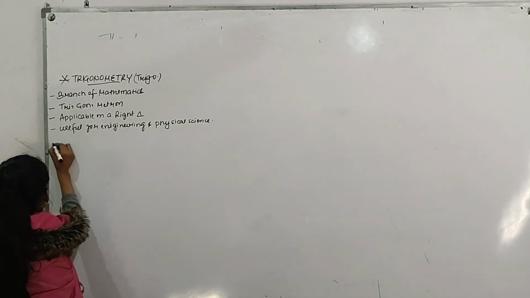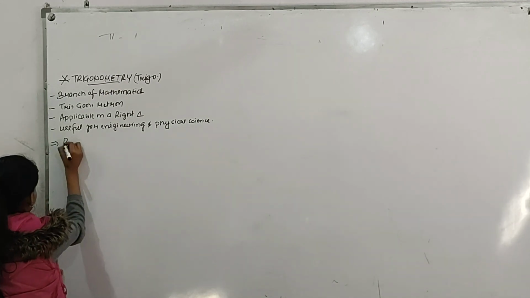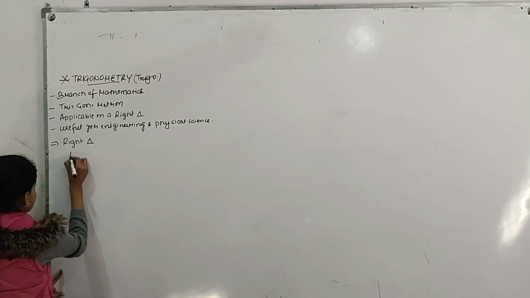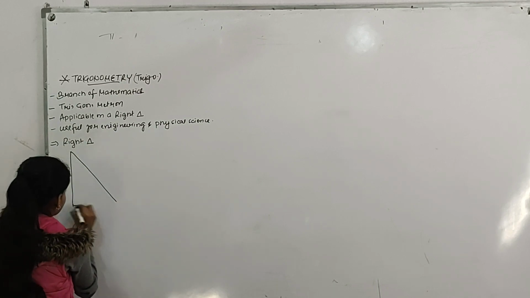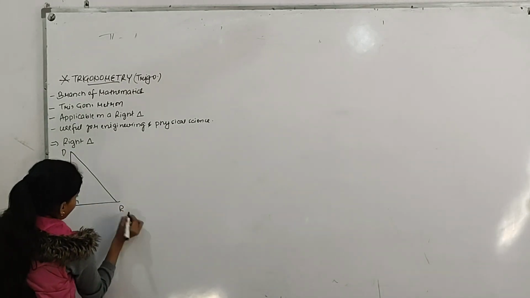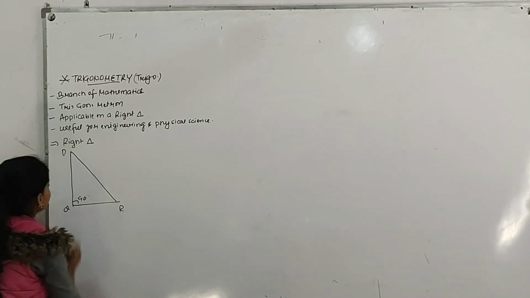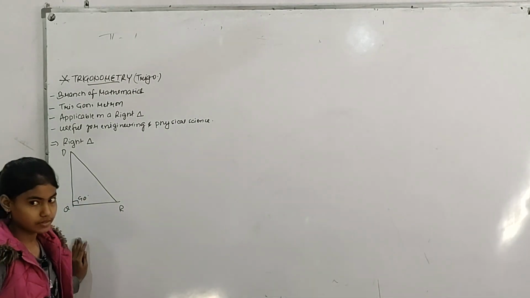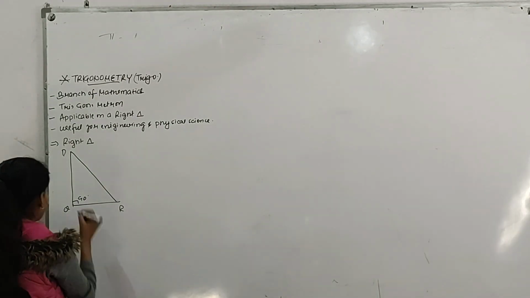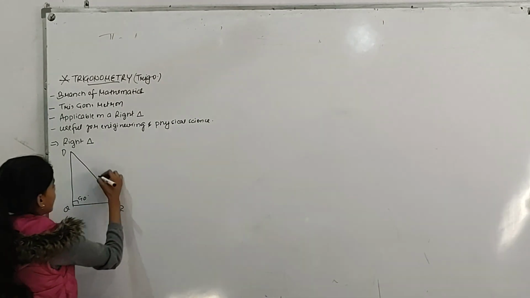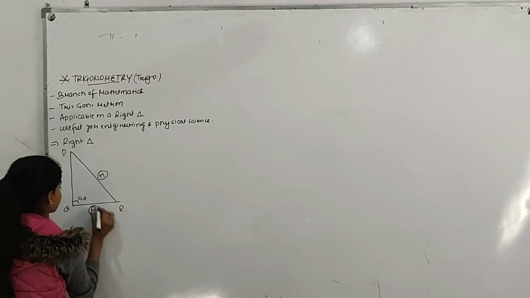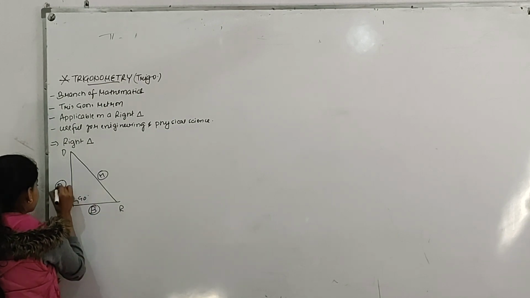Now next we have a right triangle. Firstly, let's draw a right angle triangle. Let's call this PQR, and the 90 degree angle is at angle Q. A right angle triangle is a triangle in which one of its angles is 90. Also, the sides of a right triangle have specific names: the side opposite to 90 is the hypotenuse, this is called the base, and this is our perpendicular.